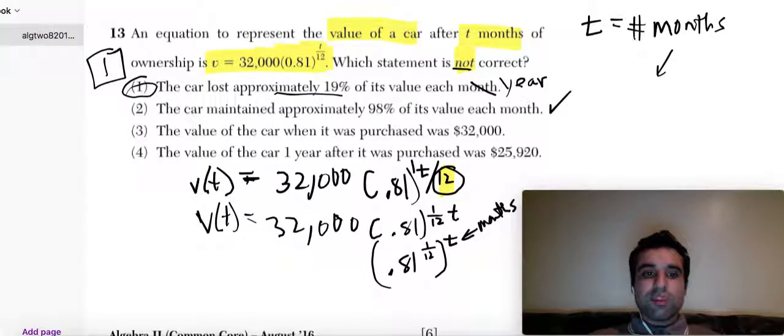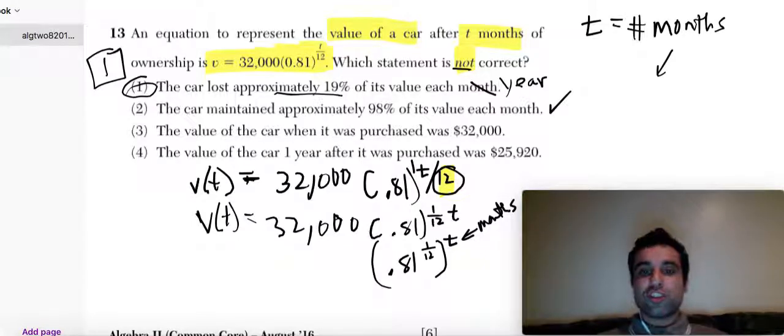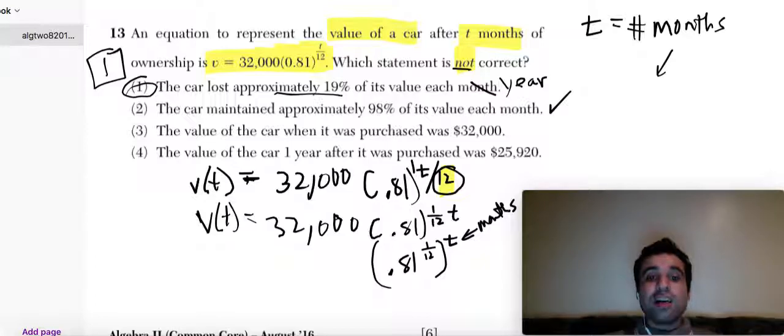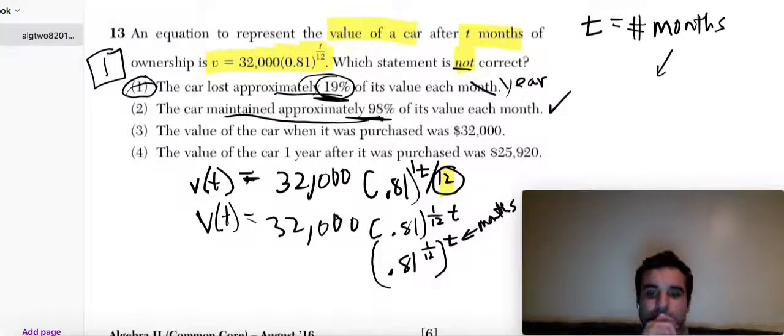So that tells me in choice one that the car should have lost about 2% per month. Let me try that again. If the car maintains 98% per month, that means it loses about 2% per month and not 19. Now let's look at choice three.